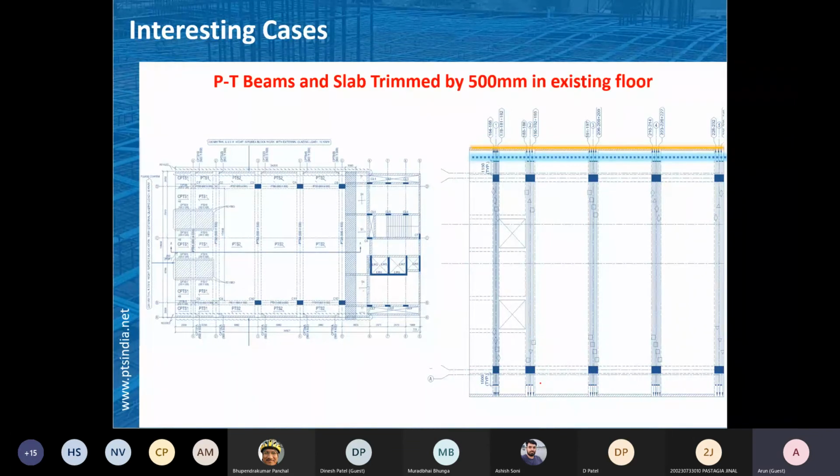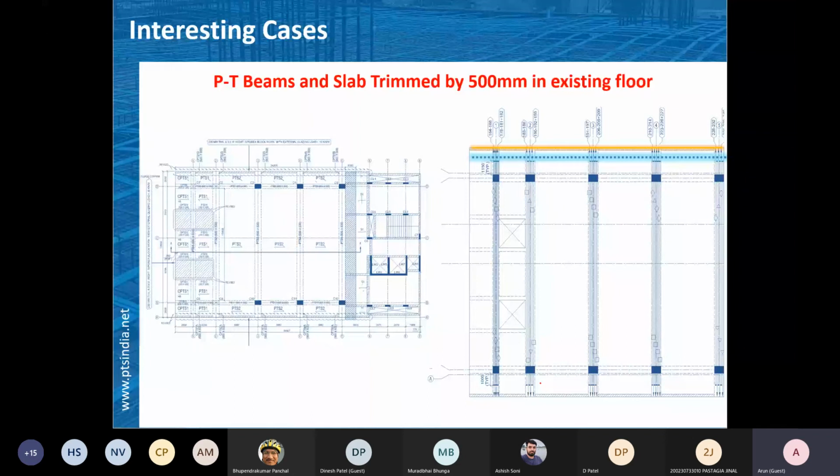After construction, the cable ends are there, and the force is being transferred through those ends. So it is a very critical situation for the client. But we did this kind of job as per the requirement of the client, and I'll show you the photographs of the same.